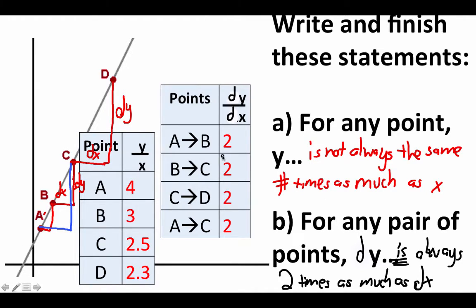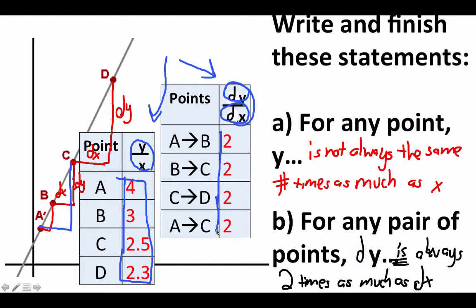What is common is not the relationship between y and x. What stays constant is the relationship between dy and dx. This is something really common that people mix up, which is why I'm going over it again and again. Y over x? Nope. Y is not always the same multiple of x. Dy over dx? Yes. Dy is always, in a line, the same multiple of dx.